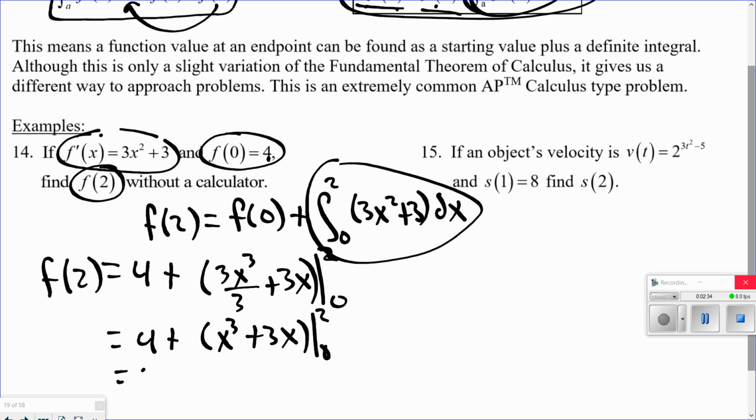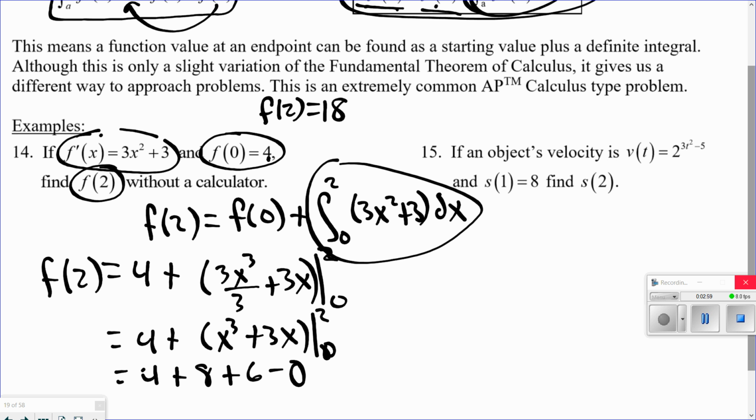So 4 plus, if I plug in 2, 2 cubed is 8, plus 3 times 2 is 6. It's supposed to be a 0 down there. Minus, if you plug 0 in, I get 0, so minus 0. I add that up: 4 plus 8 is 12, plus 6 is 18. So f of 2 is equal to 18.